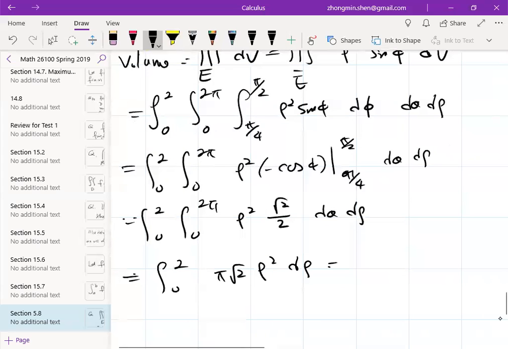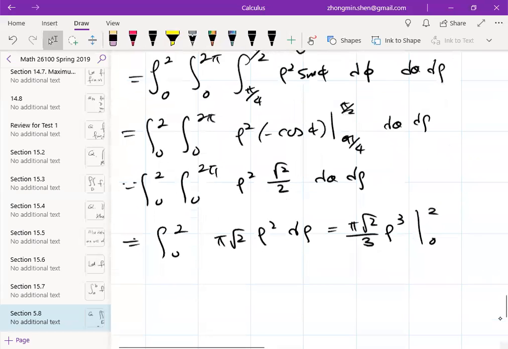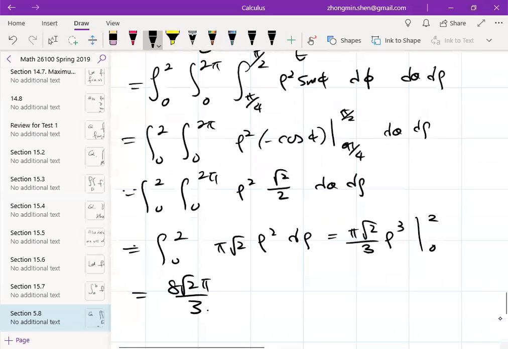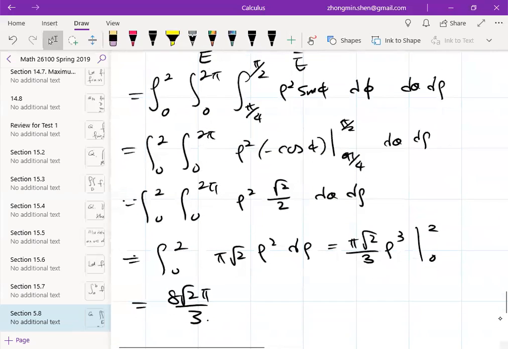Then the antiderivative of this is rho cubed. So the answer is 8 square root 2 pi divided by 3. So that is the volume. The key idea is to determine the pre-image of that region.